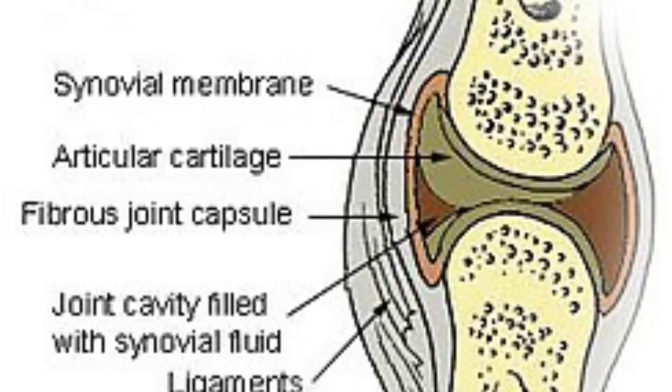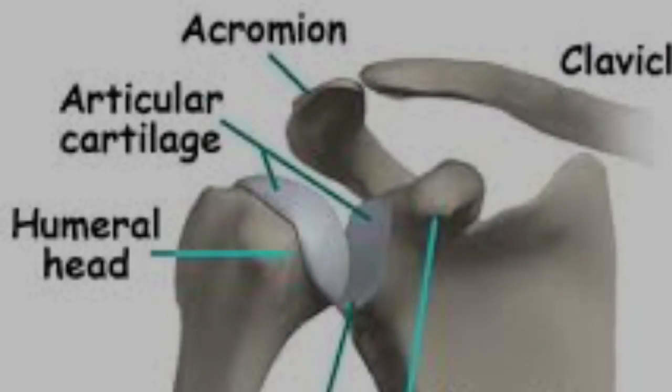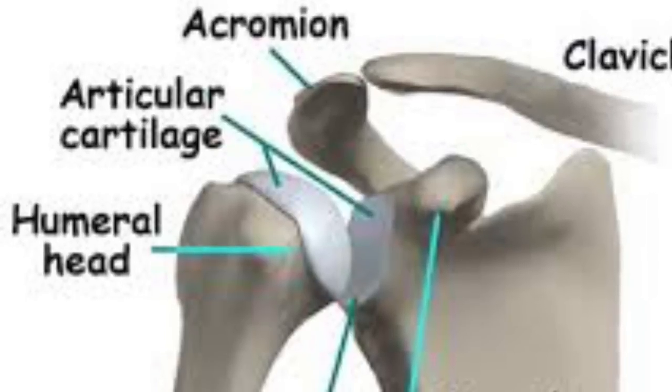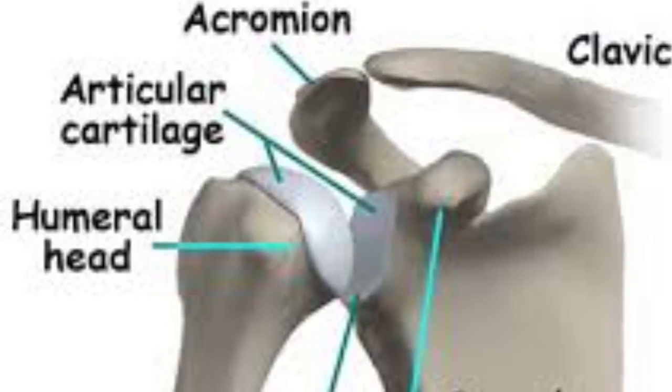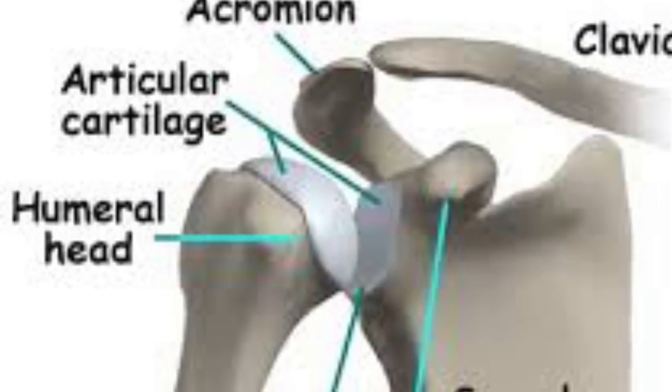This secretes synovial fluid which lubricates and nourishes the joint. Third, articular cartilage. These cover the ends of bones that articulate with each other. It consists of hyaline cartilage lubricated with synovial fluid. It is very slick and smooth to reduce friction in the joint.